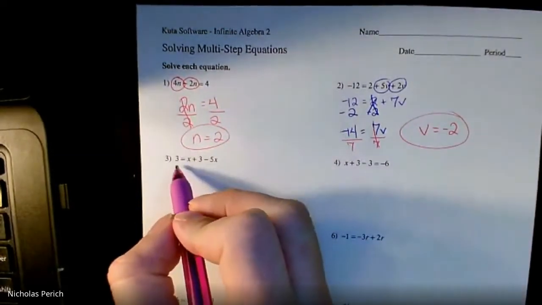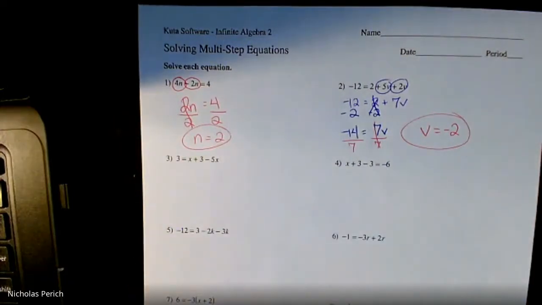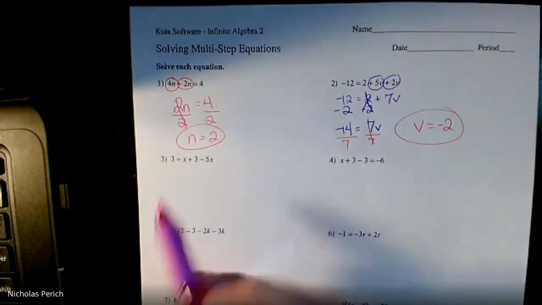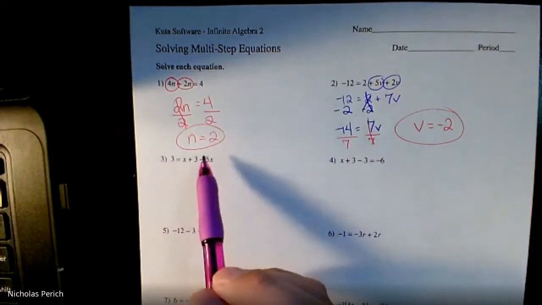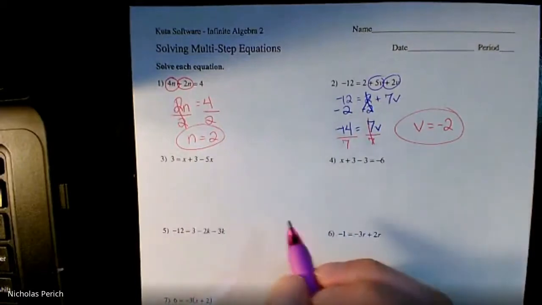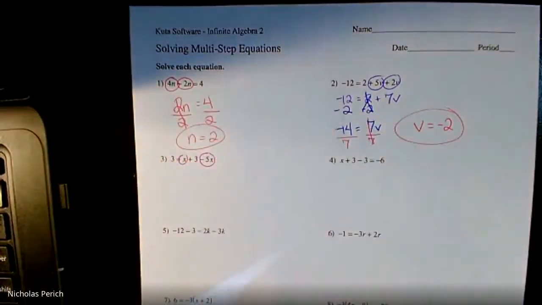I have a 3 equals an x plus 3 minus 5x. Okay, again, when we're dealing with multiple things going on, I want to see if there's distributive property. If there's not, then I want to see if I can combine like terms. I have an x on the right, and I also have a negative 5x on the right.